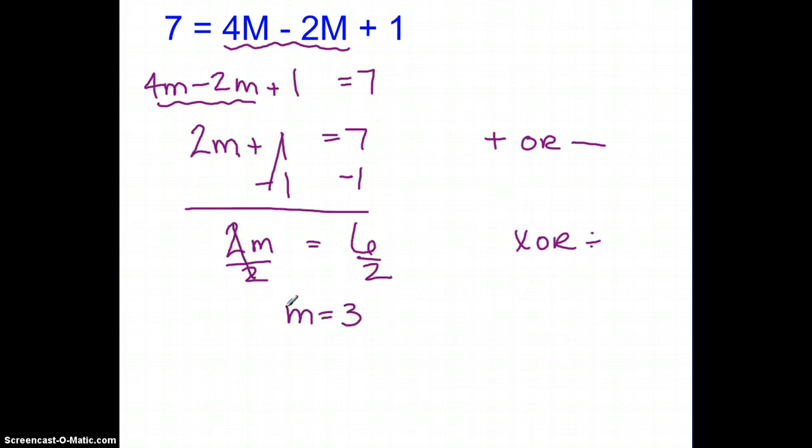So m equals 3. Now, I'm not going to check this one. I know that you can plug it back in, but you should always be going back to make sure that it works. Ultimately, remember, going through and solving these problems is about getting a variable equal to a number. And then, remember to go back and double check when you're done.